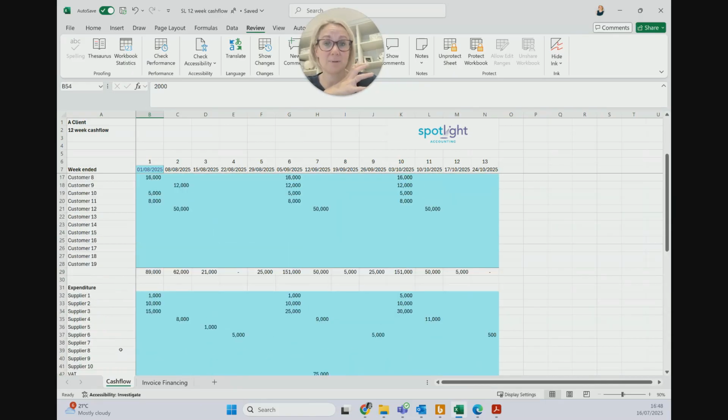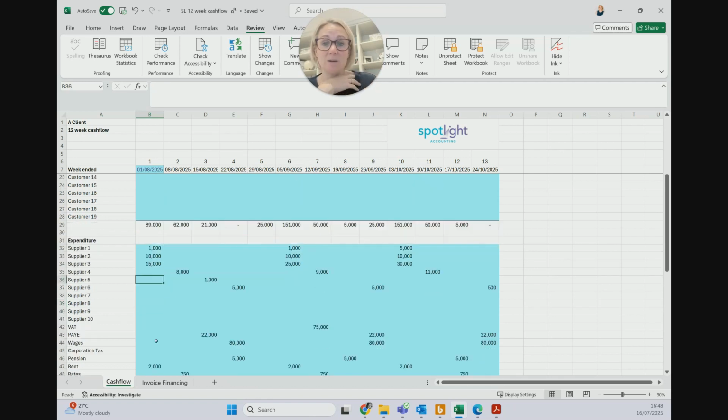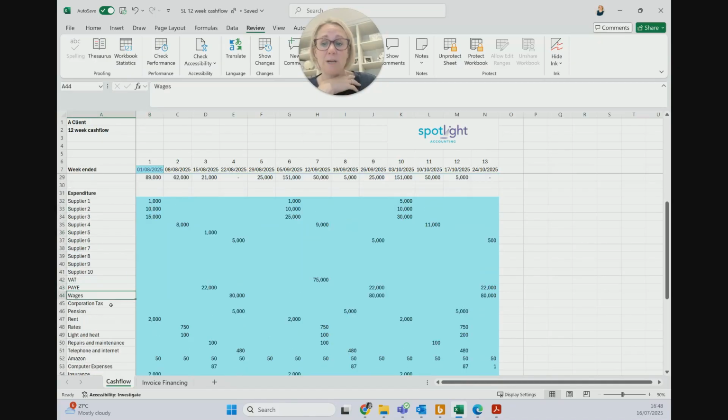Then I've got 10 suppliers here. But have a look at what is outstanding, if you buy goods in, or you buy services on credit, have a look at when that is due. So for example, you might be a property developer and you might owe builders' merchants £10,000, and that's due at the end of the month. So that will be paid during the week ending 1st of August 2025. Again, model through your PAYE, wages, corporation tax, VAT, and again, just use estimated amounts.